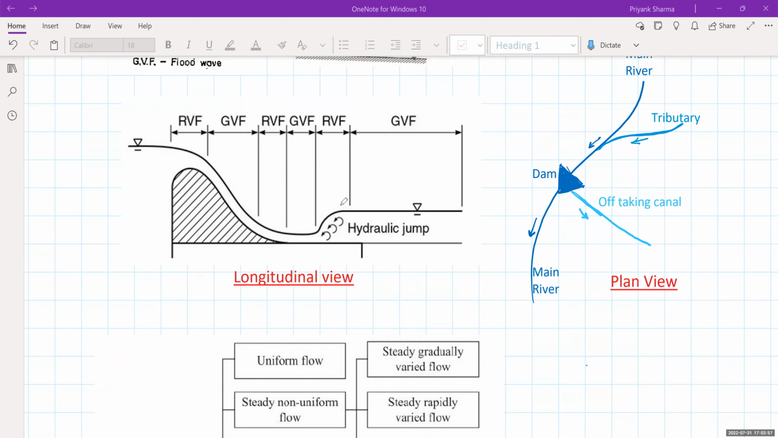Then again GVF, RVF. So like that, it is a synthesis of different flow conditions along a single profile. Now, in case of a plan view, if you see, then this is the main river.